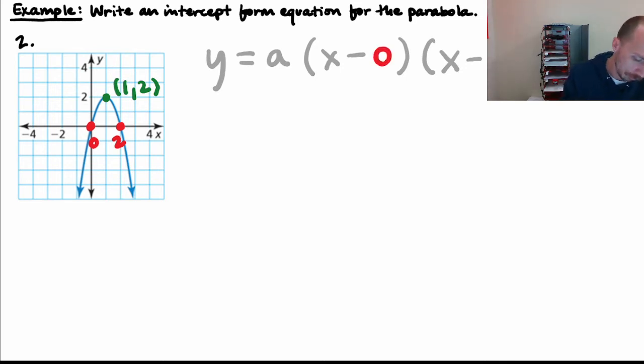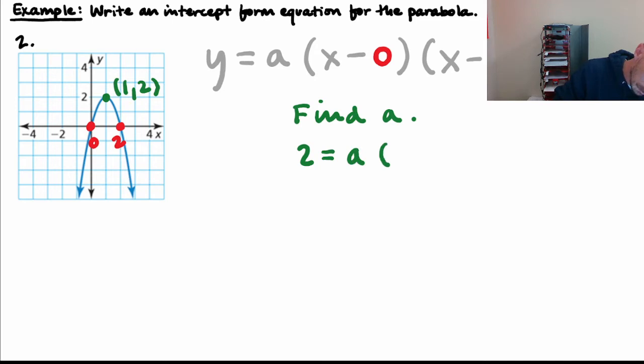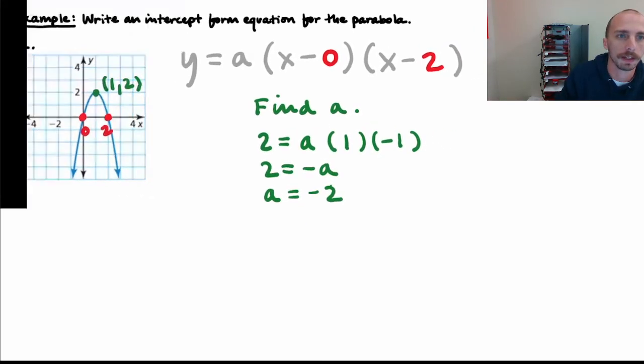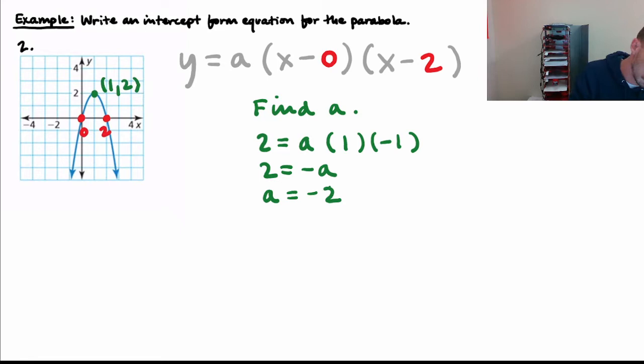And then I'm going to find a using the coordinates of the vertex. Y is equal to 2, and that corresponds to x equals 1. So a times 1 minus 0 times 1 minus 2. This is 2 equals -a, and a will equal -2. So it just took care of itself. I didn't really have to worry about the fact that it was opening down. I just had to solve correctly. So that's going to be a -2 there.